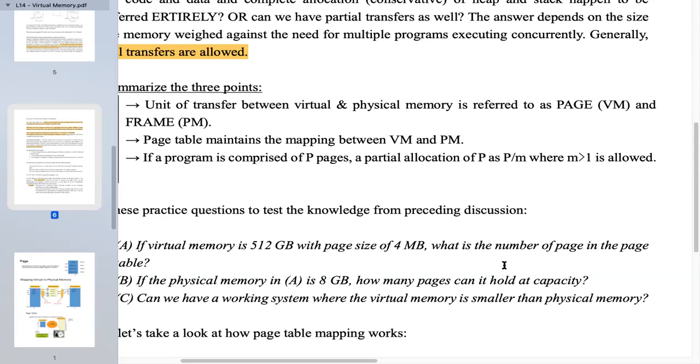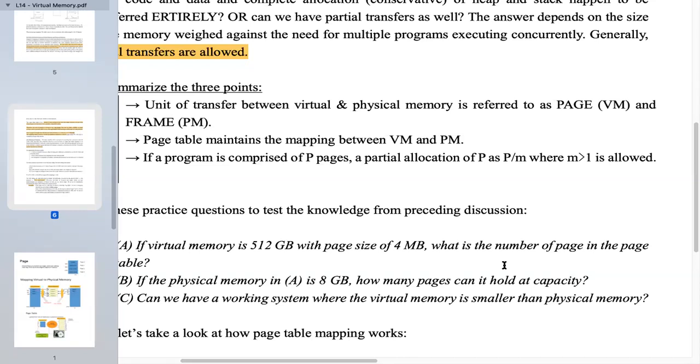Do not use a calculator. It's much quicker if you put everything in powers of two. So 512G: 512 is 2 raised to power 9, G is 2 raised to power 30. So we have 2 raised to power 39 bytes in virtual memory. And the unit we call a page is 4MB. 4 is 2 raised to power 2, M is 2 raised to power 20. So we have 2 raised to power 22. If we divide the two, which means 512 gigs divided by 4 mega, you have the number of pages.